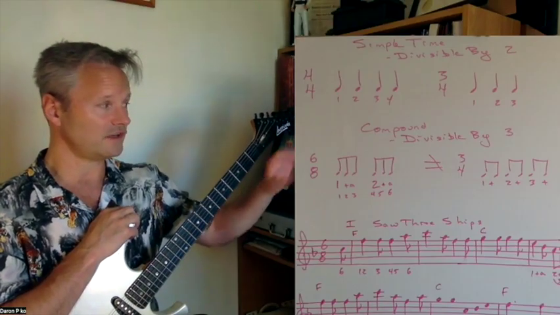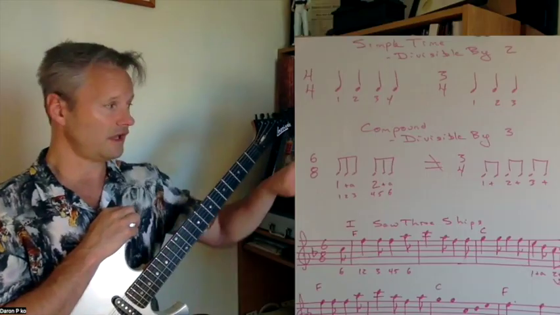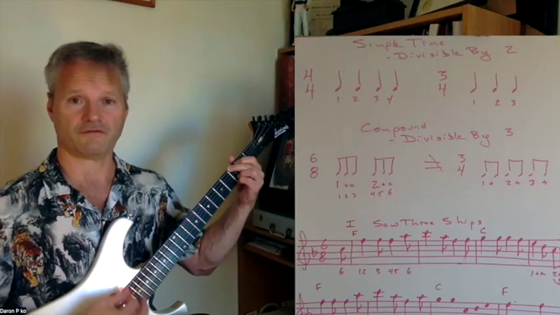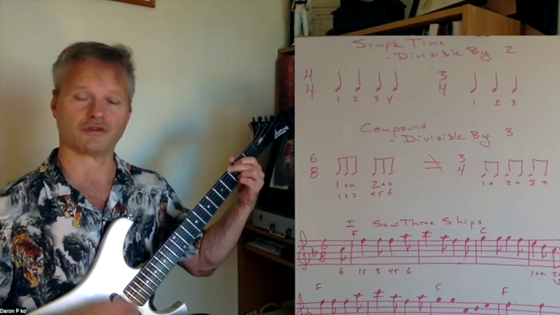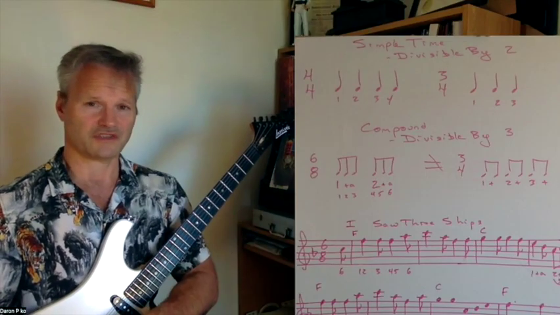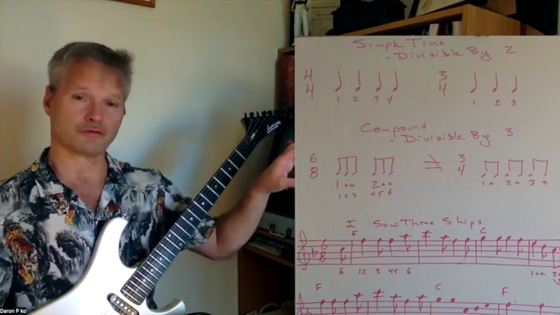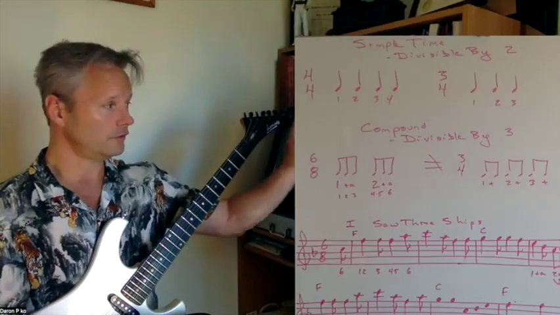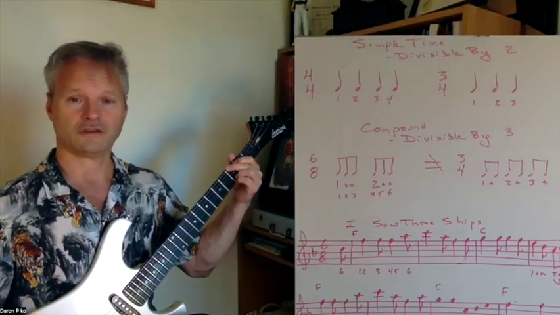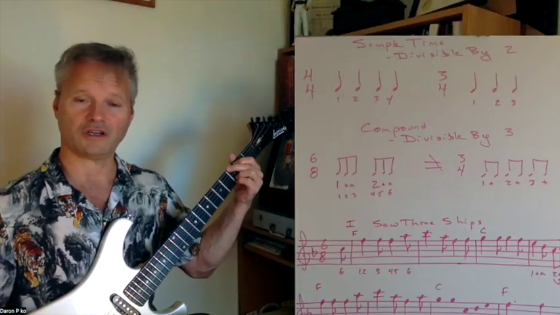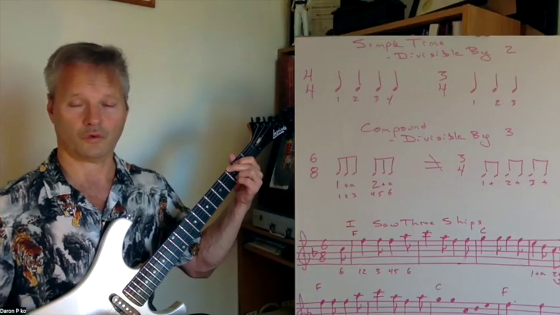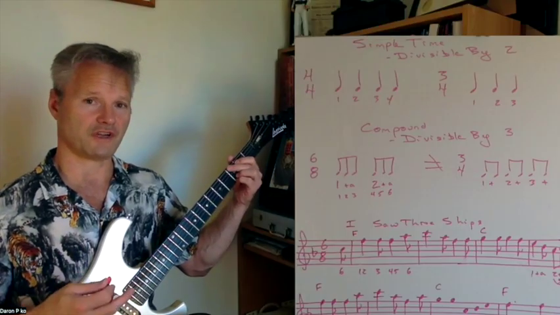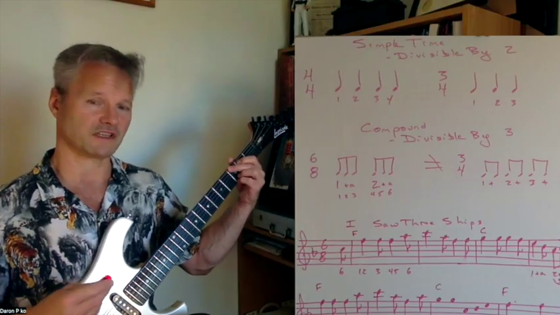Because in 6/8, you also have 6 eighth notes. And some people will teach you to count all 6 of them. 1, 2, 3, 4, 5, 6. What I discovered about 6/8 was it's not really 6 eighth notes, but it's really 2 pulses. 1, 2. And each pulse is divided by 3, hence the compound time instead of simple time.